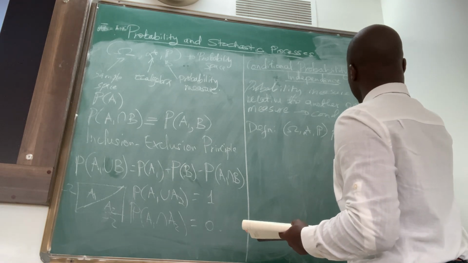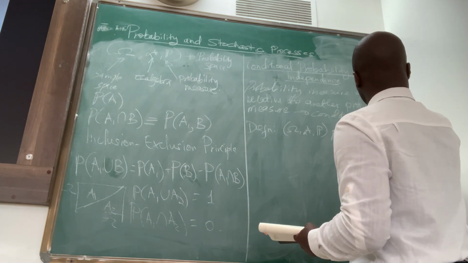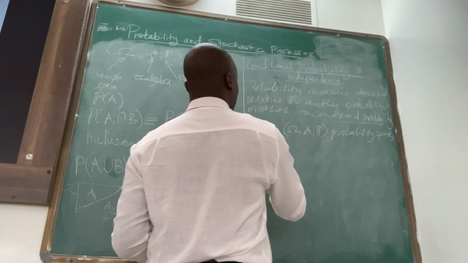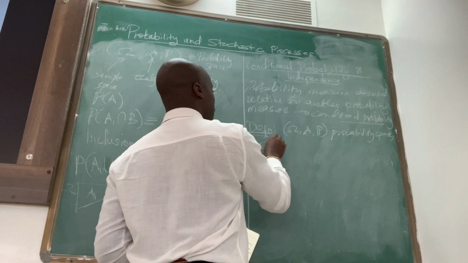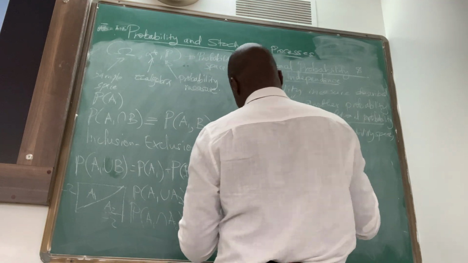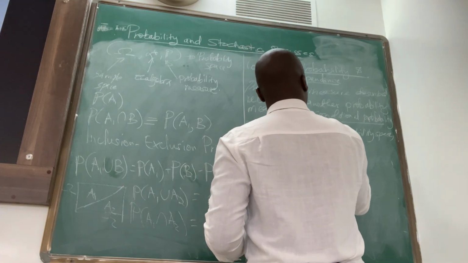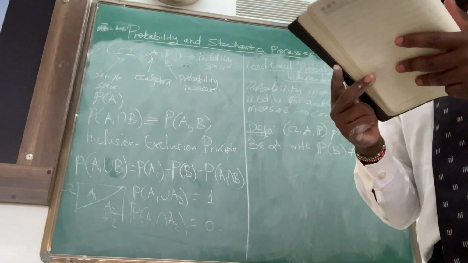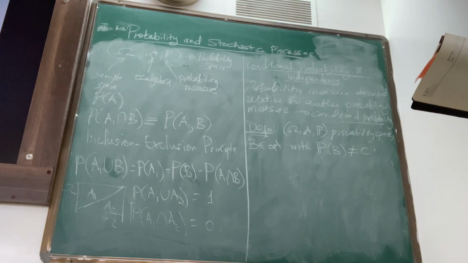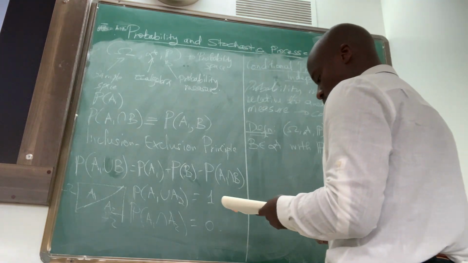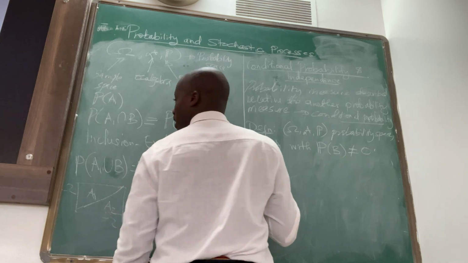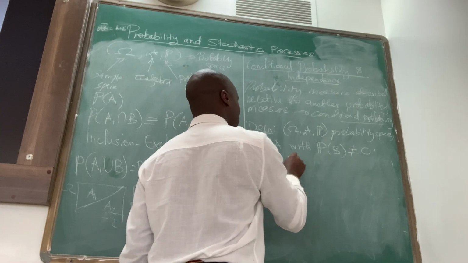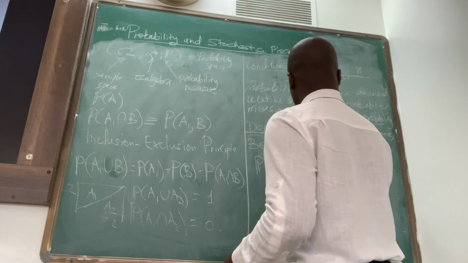Assume this is your probability space. And B is an event in A with probability of B not equal to 0. So probability of B is not equal to 0. So how can we describe the conditional probability? So we can calculate the probability that an event A occurs given that B has occurred. And this one, we are going to define it.